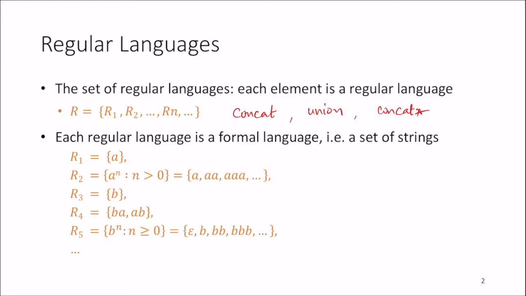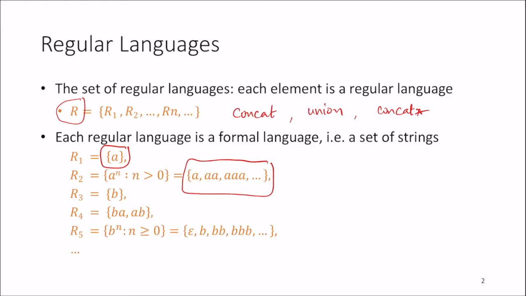So a regular language can be finite. So this is an example. R1 is a finite regular language, only has one string. It can also be infinite. So R2 is an infinite set of strings, which is defined by all the A's of length greater than or equal to 1. So you have A of length 1, 2 A's, 3 A's, etc. So each of the elements in this set of regular languages is itself a regular language. So R here is a set where each element is a set of strings, potentially an infinite set of strings.